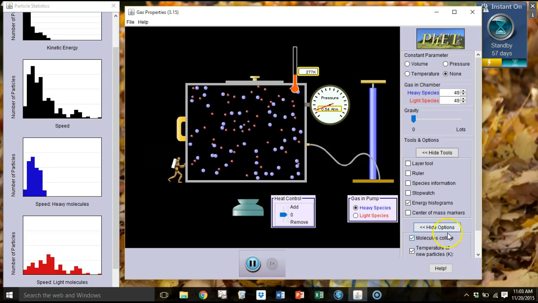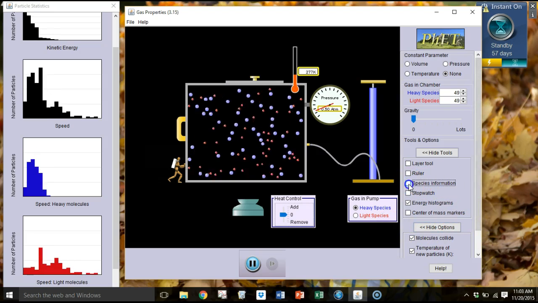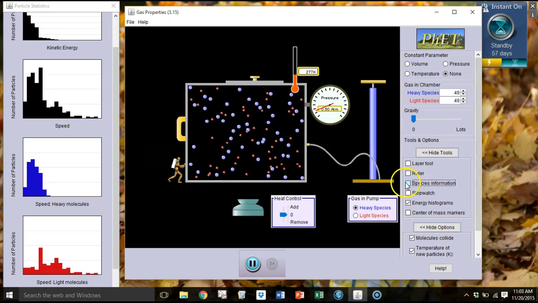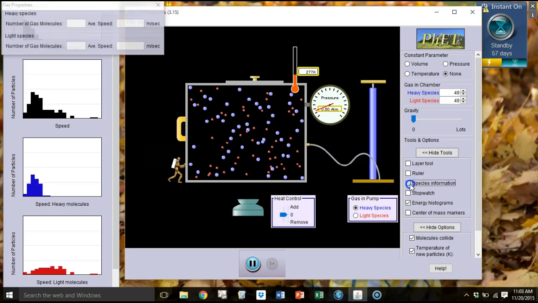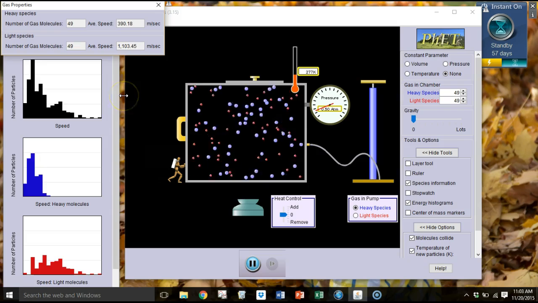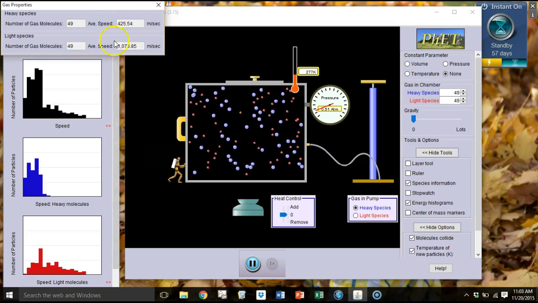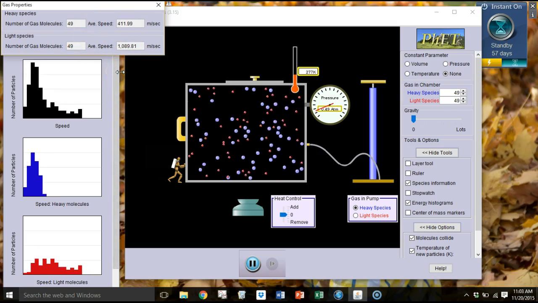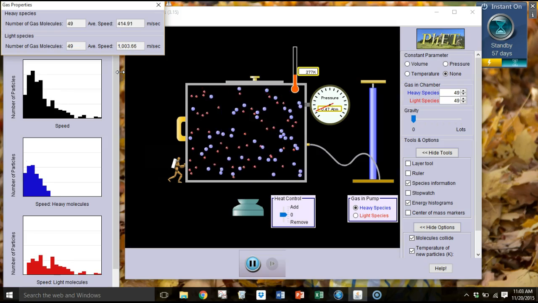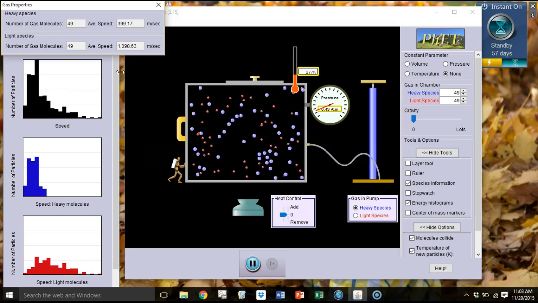And next we will pop up this species information. There it is. This gives us average speeds in addition to what we see on the graphs.